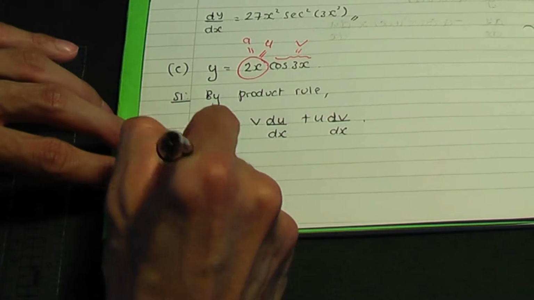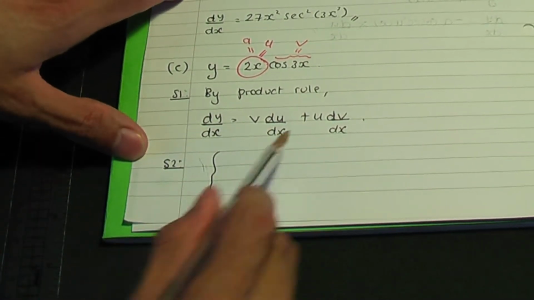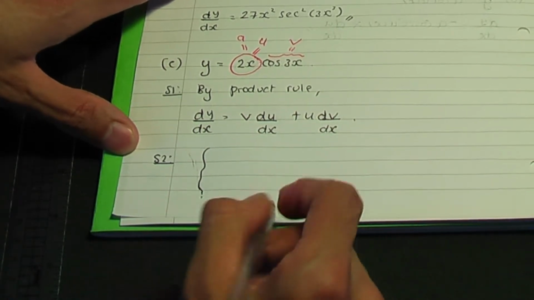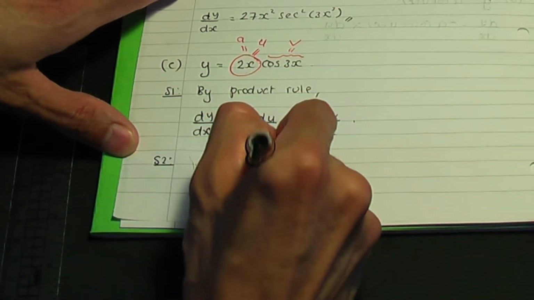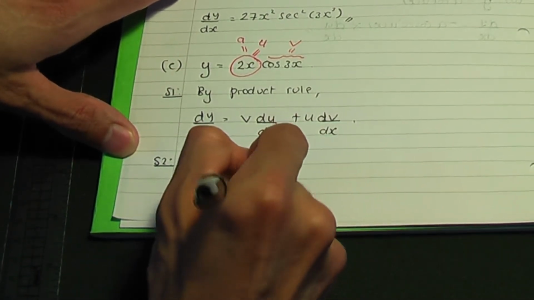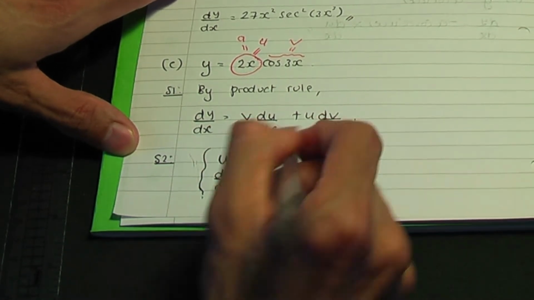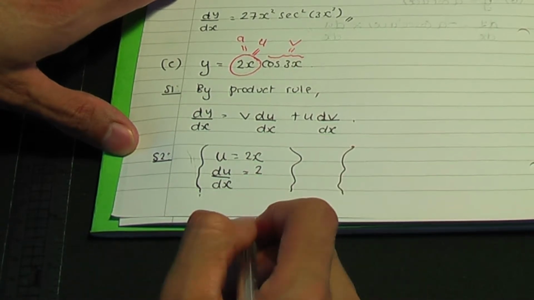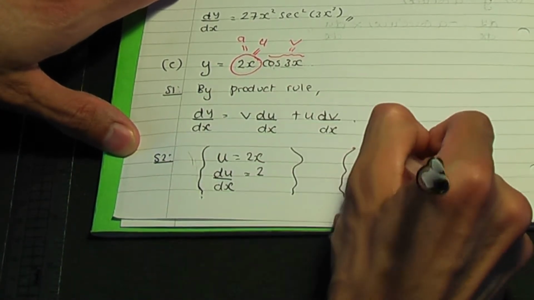Step number 2, I like to do a side calculation, calculating du over dx as well as dv over dx. So u is 2x, du over dx, when I differentiate 2x, is simply 2. Let me do another side calculation alongside this one. v is cos 3x.